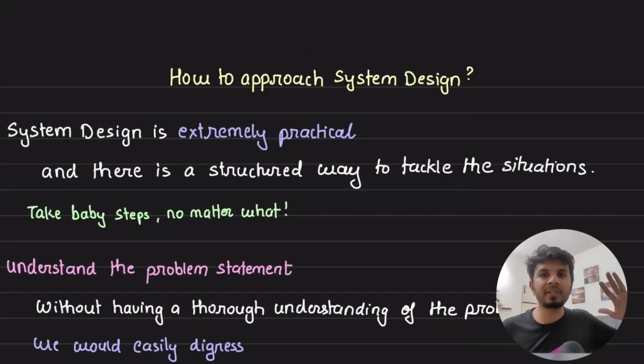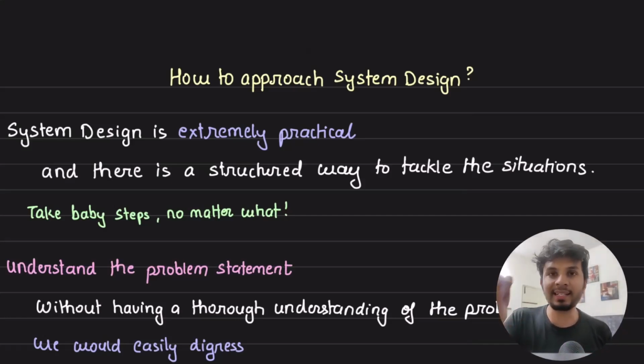So let's start with the first one. First, understand that system design is extremely practical. Whenever you are designing any system, think in a very realistic manner. Think as if you are the one who is building it, who is going to code it out. How would you design it? Instead of just drawing boxes for the sake of it, that's not a good way to do it. So think of it in a very practical way, and then you tackle one problem at a time.